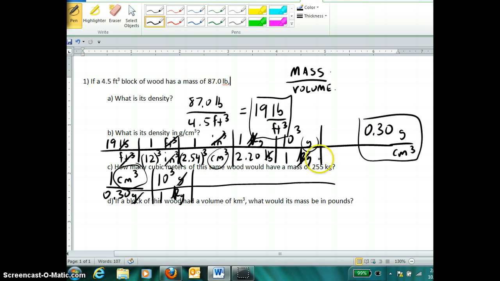Now I can use the given mass in the problem, 255 kilograms, to cancel the kilograms. And essentially we have our answer, because we wanted a volume of wood, and this is a volume of wood. But of course the last thing we always do in this method of problem solving is check to see whether the units are the requested units. And here we wanted cubic meters, not cubic centimeters.